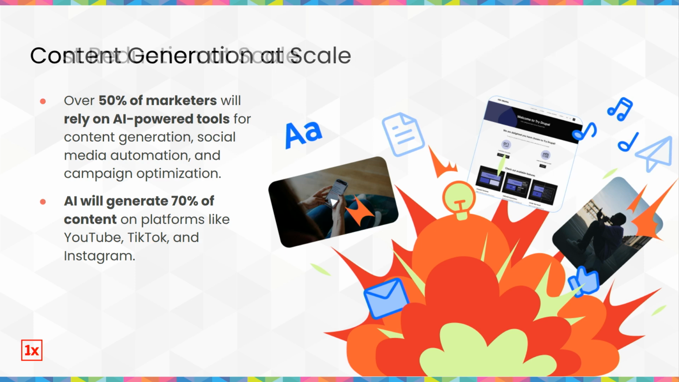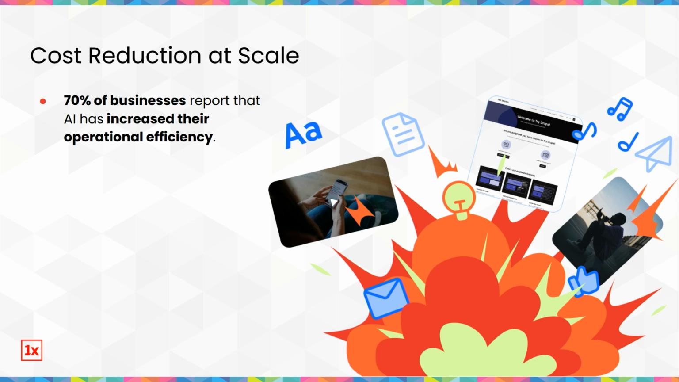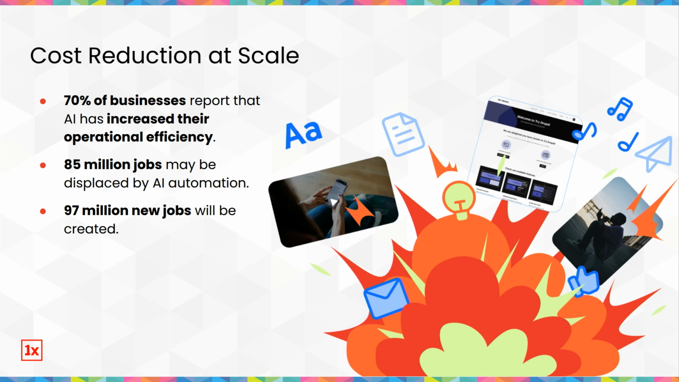And if you look at content generation at scale, that can only be at scale because there's cost reduction at scale too. The same amount of people or fewer people can generate more content, so there's cost reduction at work. And 70% of businesses report this. That's not just for content generation, but in general, using AI tools increases their efficiency dramatically. This is especially true in, for example, marketing services, but it's everywhere. They predict that 85 million jobs might get replaced, but they also think that 97 million jobs will be created.